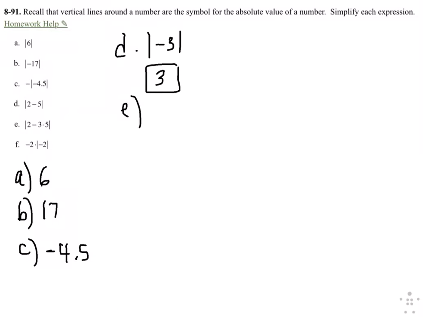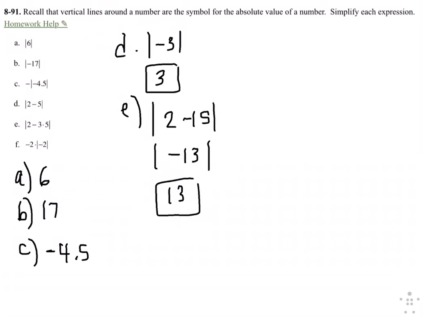E is the absolute value of 2 minus 3 times 5. That's 2 minus 15, right? Order of operations, which is negative 13. And the absolute value of negative 13 is 13, right?